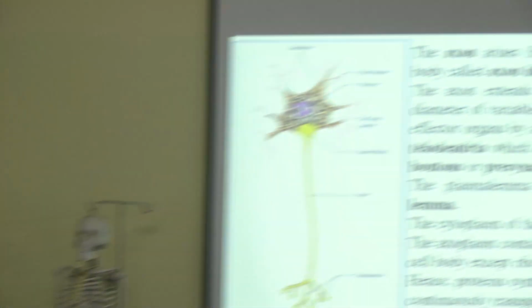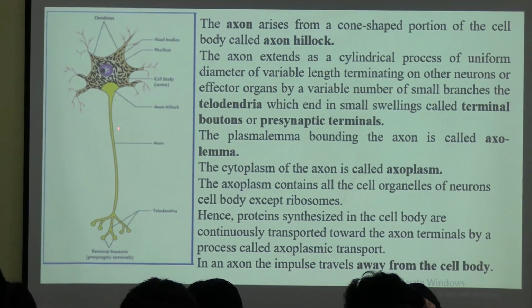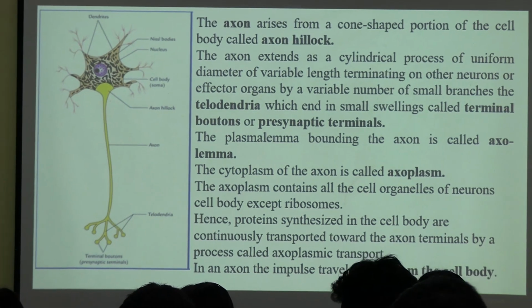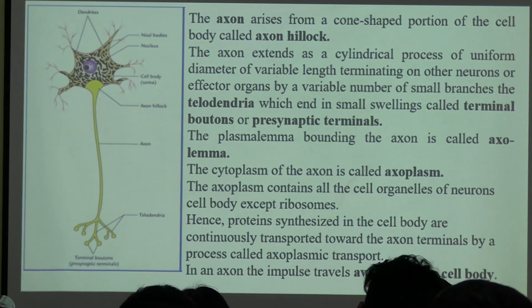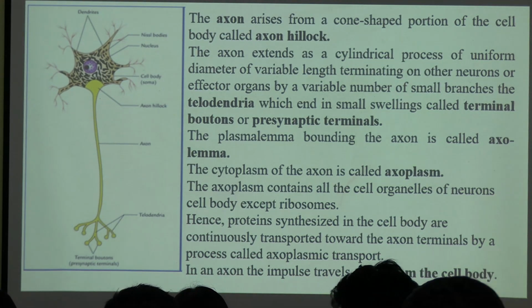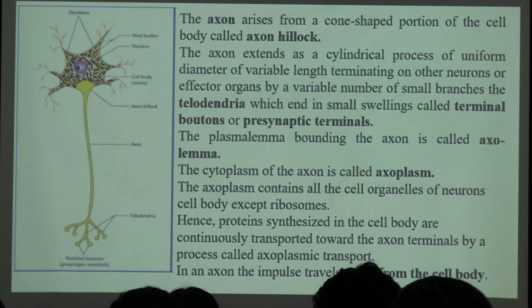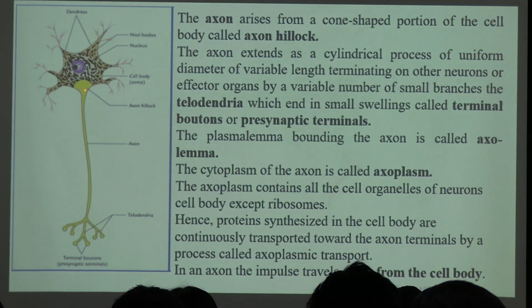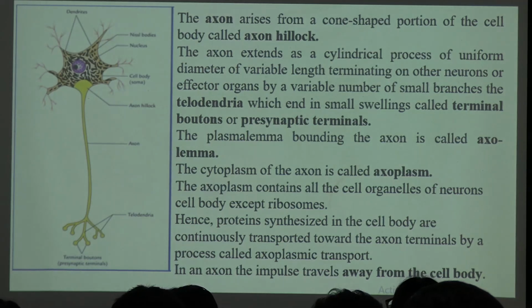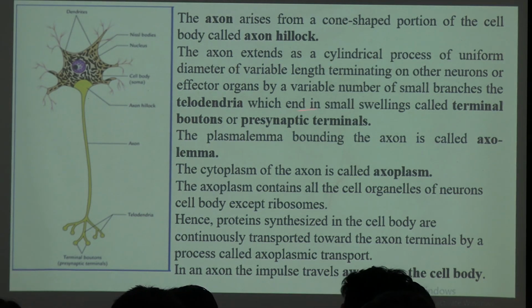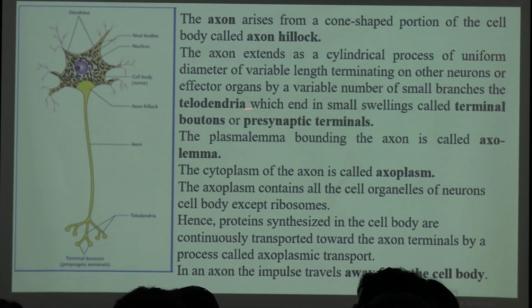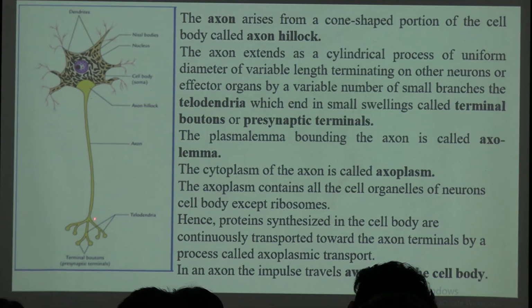Next is the axon. This particular part is the axon, as you can see. The axon is a cone-shaped portion of the cell, a continuation of the axon hillock, which is cylindrical in nature. The terminal part has small branches, which are called telodendria. You can see small branches arising from the terminal part.